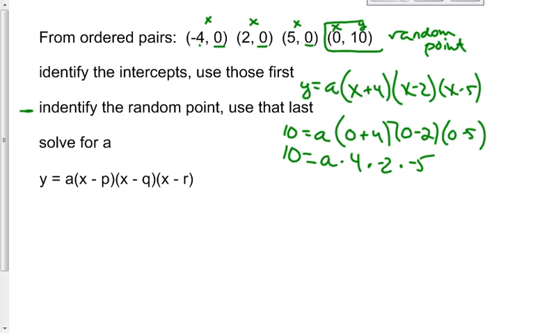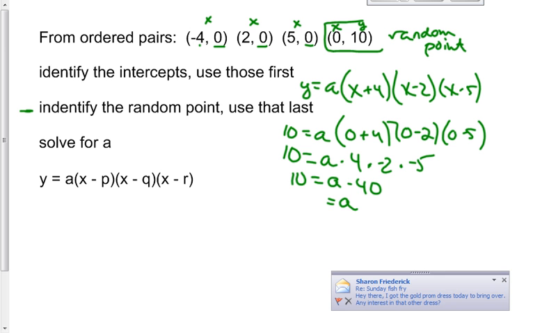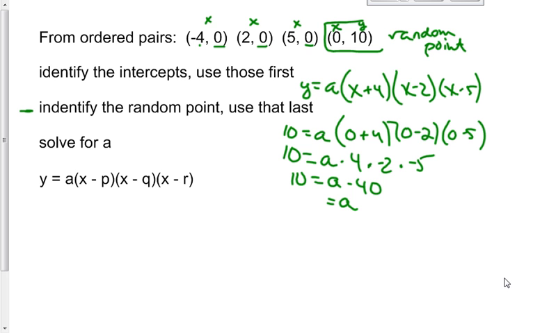Keep going with your cleaning. This is -8 times -5 is 40. And a equals, be very careful here, you've got 10 divided by 40. Don't put 4. You've got 1/4. So there's your solving for a is 1/4.